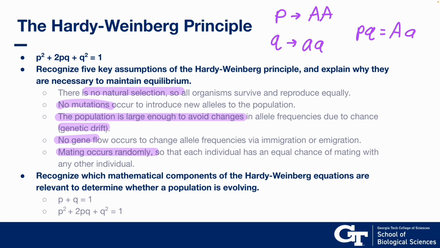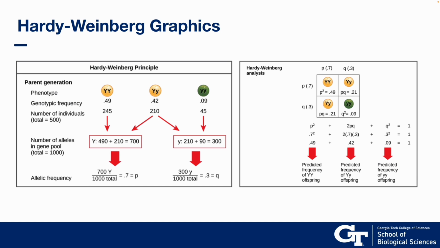So no matter what, unless you've done your math wrong, they should equal 1. Whether these equal 1 does not tell you whether the population is evolving. That's just not how it works. So, seeing how it works in practice, remember, P is our homozygote dominant, and Q is our homozygote recessive.